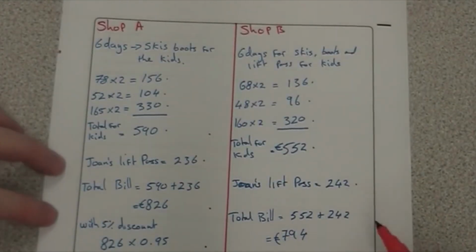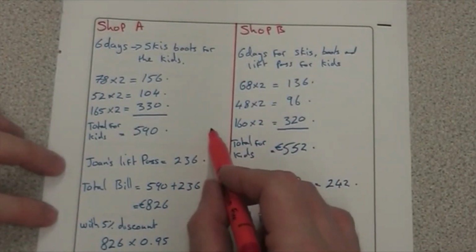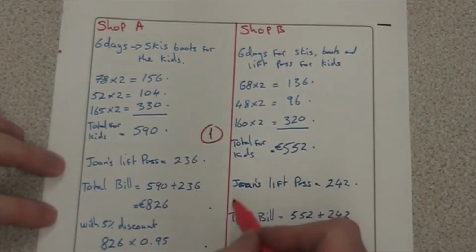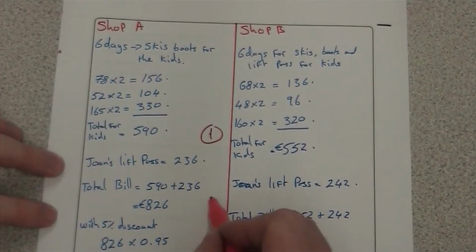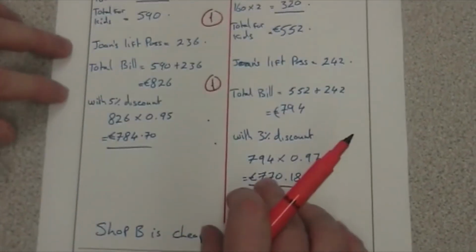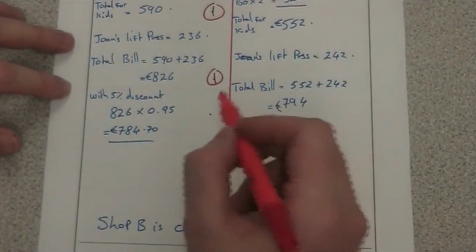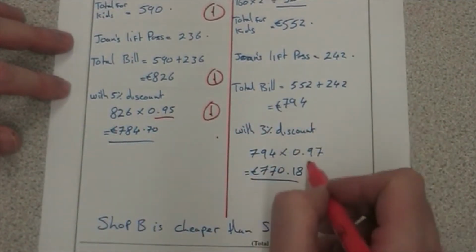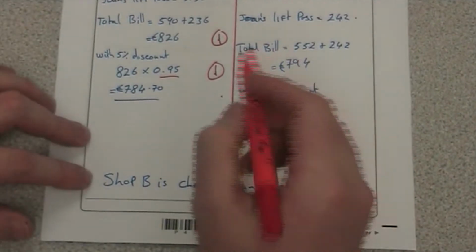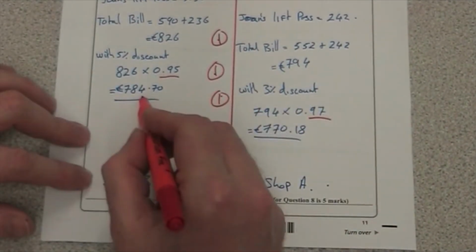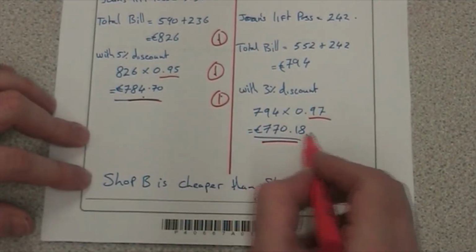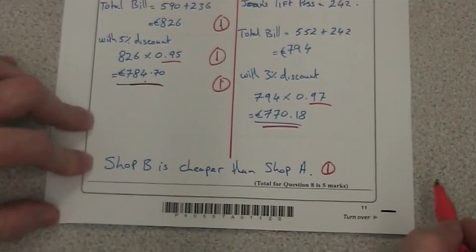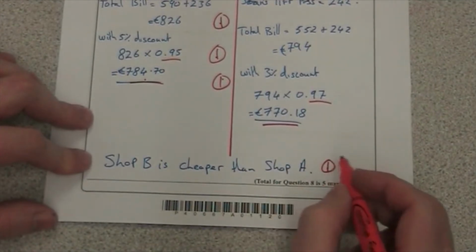The marking scheme for this question is you get 1 mark for one of these totals for the kids being right. You also get 1 mark for the total bill of each shop. You get 1 mark for showing that you can use the multipliers. You also get 1 mark for getting the correct totals, including the discounts, and then you get your final full marks for deciding which is the cheaper shop.